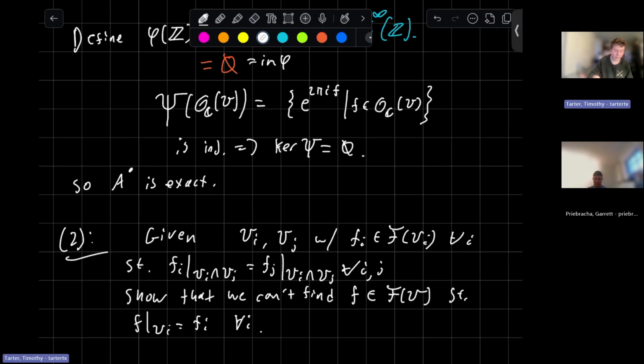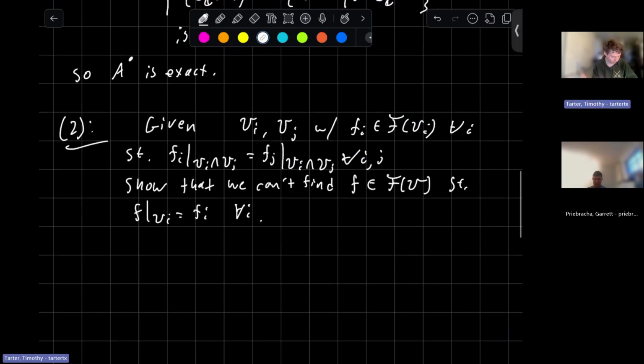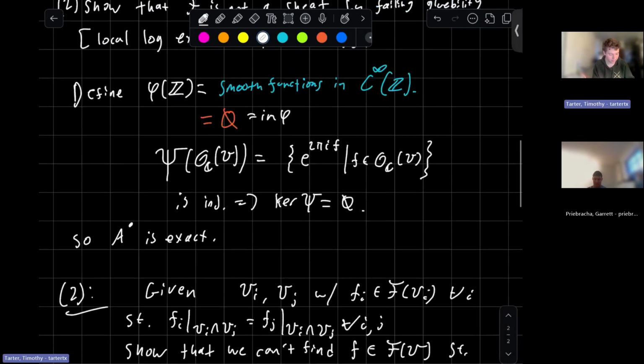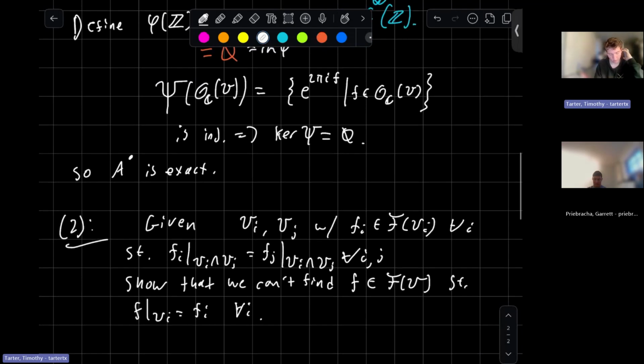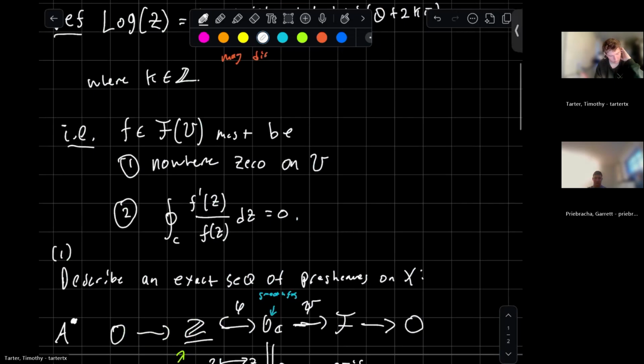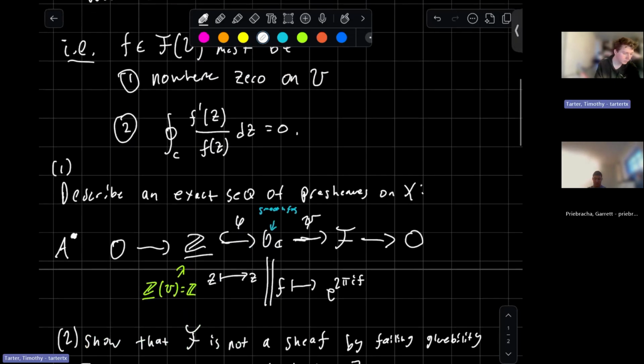So, cooking up this example, we want to find... So this is the sheaf of holomorphic functions which admit a log, or the pre-sheaf of holomorphic functions which admit a log. So they're nowhere zero.